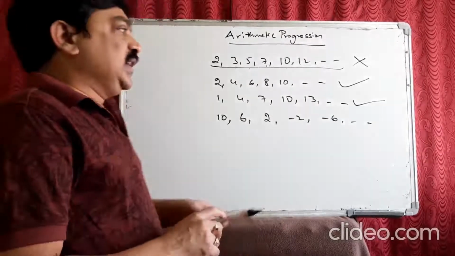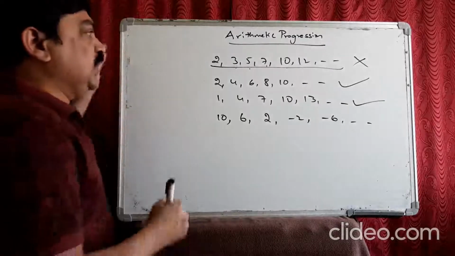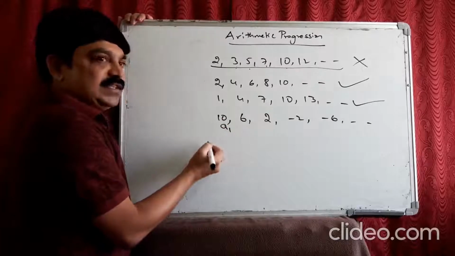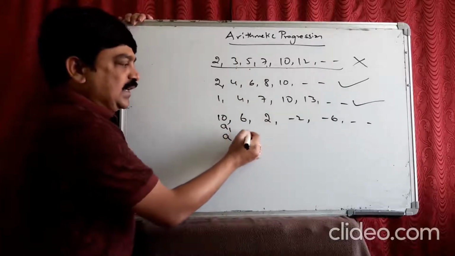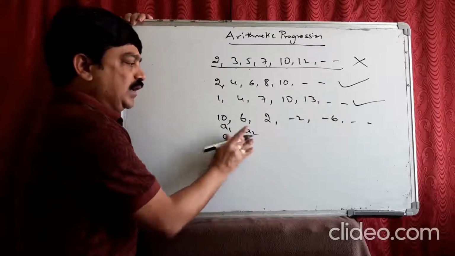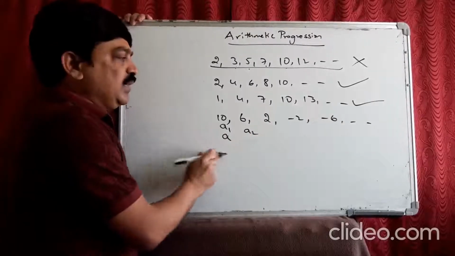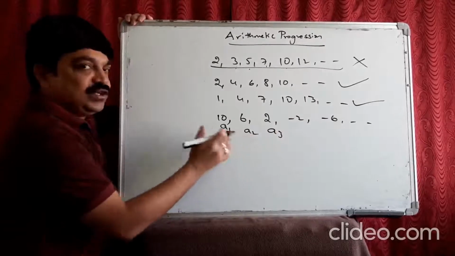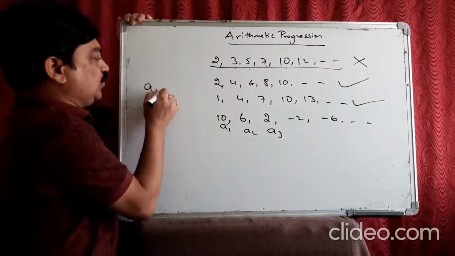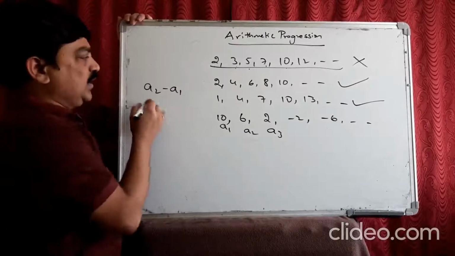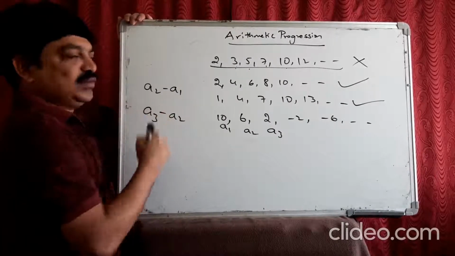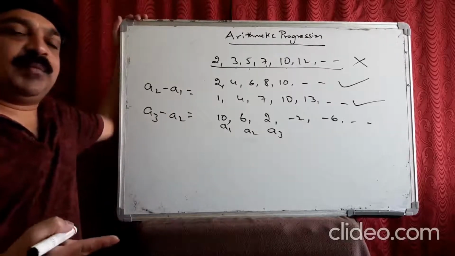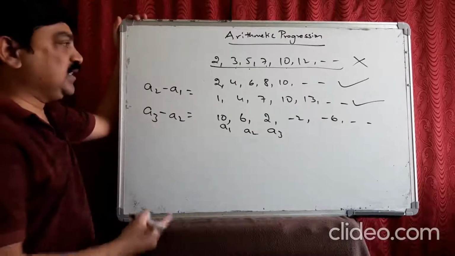Okay? See, in arithmetic progression, we always call the first number A1 or A, and the second number A2, and so on. It is called first term, second term, third term, like that. If you take the difference of any two successive numbers, that means A2 minus A1, A3 minus A2, this should be same. If this is same, then it follows a particular AP.